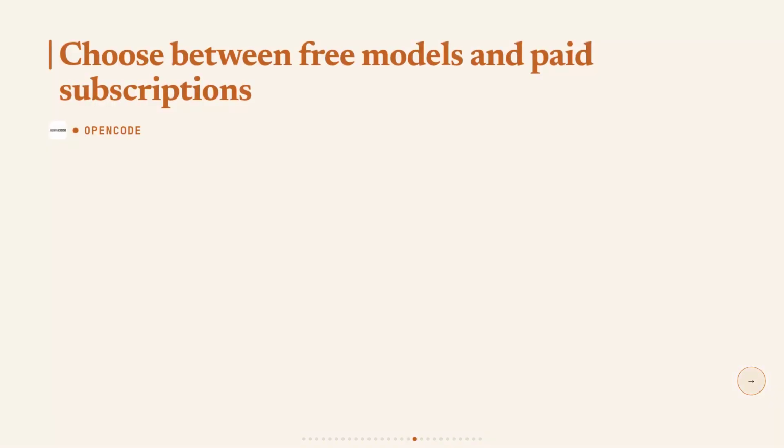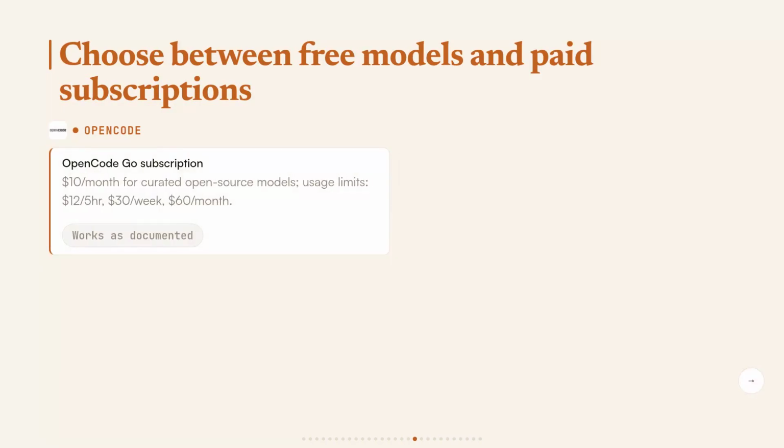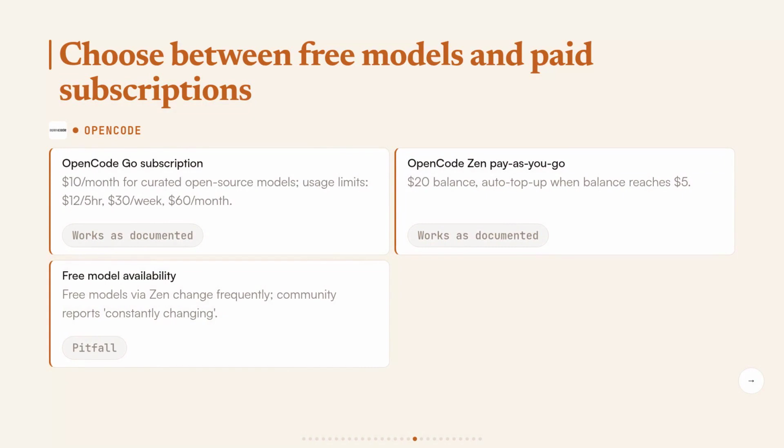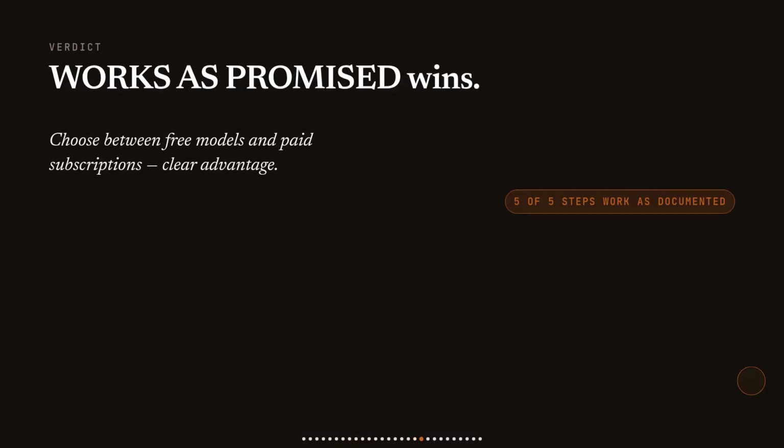I looked at the actual Go limits and read them carefully. The monthly sticker is $10, but the real caps are $12 of usage per 5 hours, $30 per week, and $60 per month. Zen is $20 pay-as-you-go and auto tops up at $5 balance. Free models via Zen change constantly, and the community calls them unreliable. Pricing works as documented. Both Go and Zen are real options.